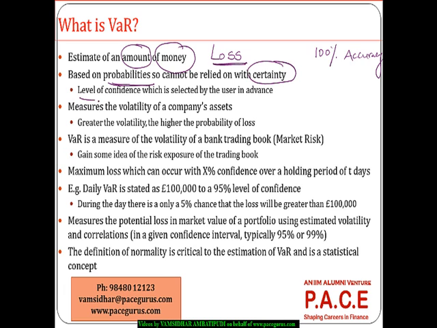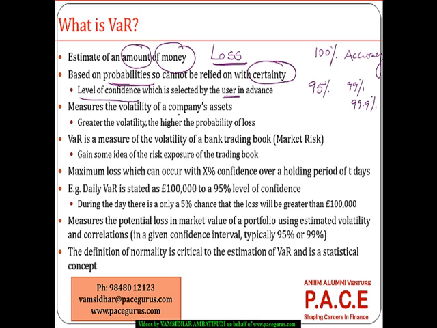We are not talking about that as the value at risk. Value at risk is always defined with respect to a level of confidence. Either we talk about a 95% confidence level, a 99% confidence level, or a 99.9% confidence level. Some such confidence level is associated with every definition of VAR, and that number is selected by the user.